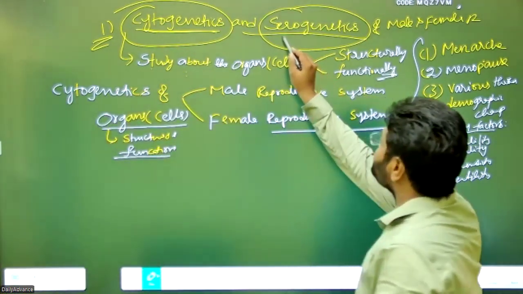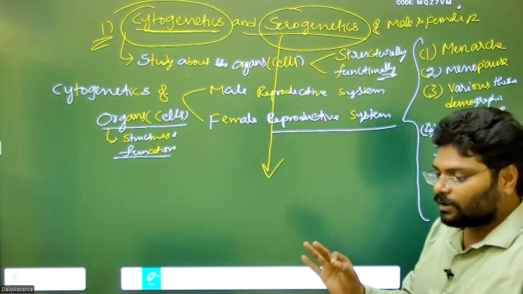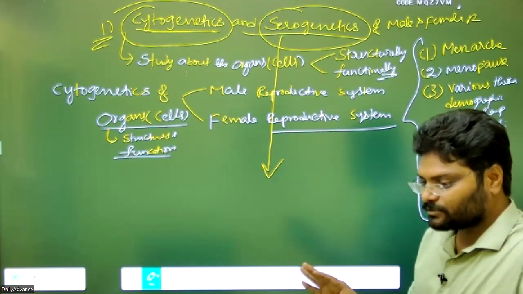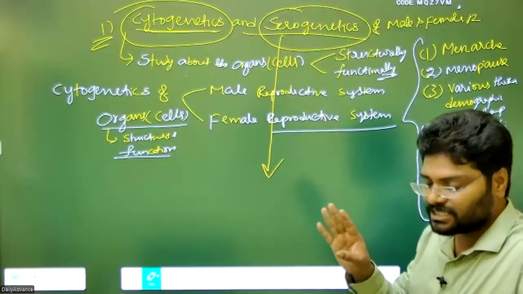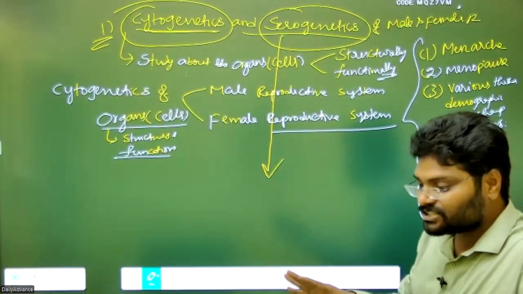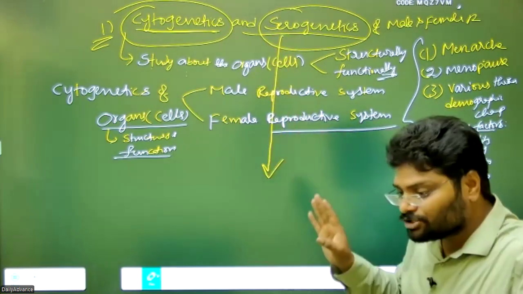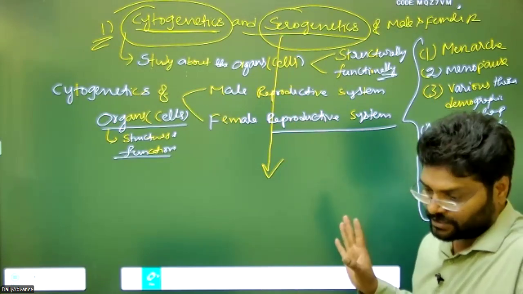So what do you mean by serogenetics? Cytogenetics means simply what system we are talking about, that is the reproductive system. Within the reproductive system, what are the constituent units such as cells and organs? Those structural and functional studies are nothing but cytogenetics. Then what do you mean by serogenetics in the male reproductive system and in the female reproductive system?